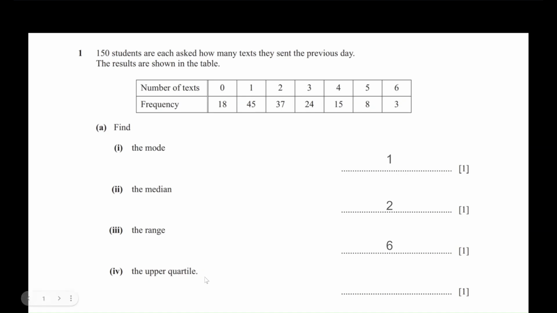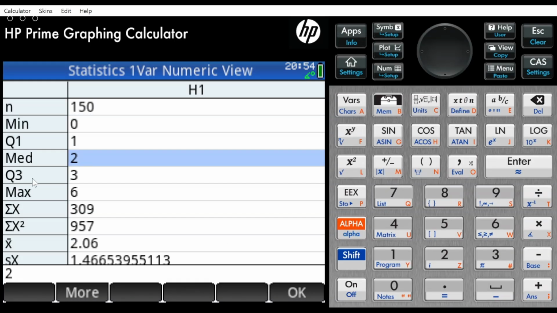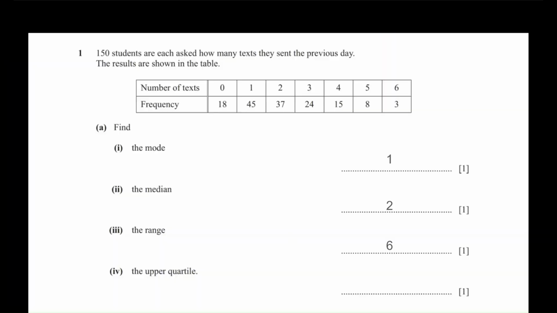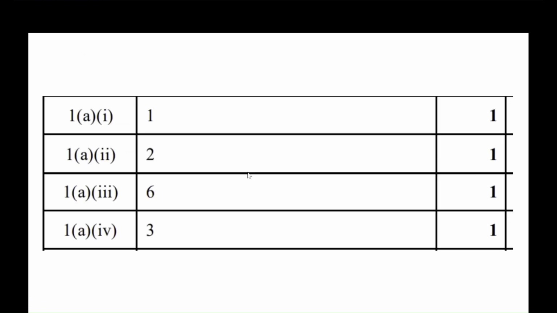For the upper quartile, we're going back to the calculator. The upper quartile is here, which is 3. Therefore, going back to the question, our answer for the upper quartile question is 3. This is the answer key for the question. You may check your answer now.